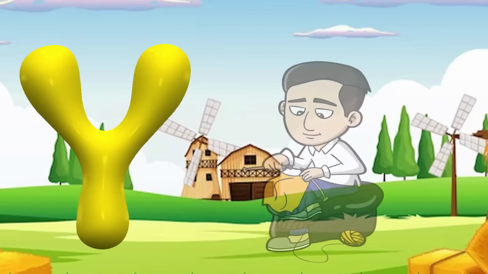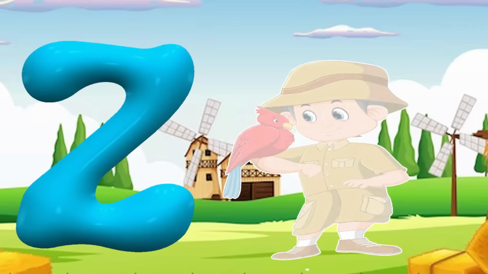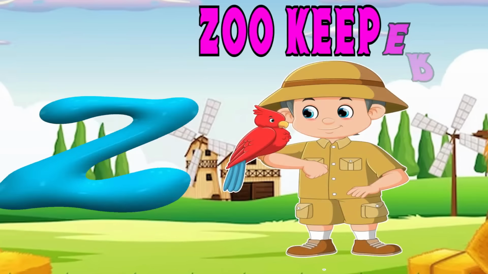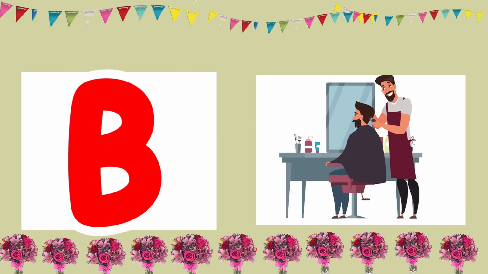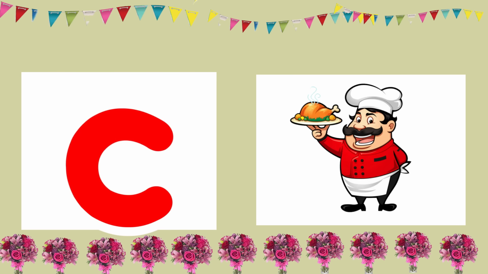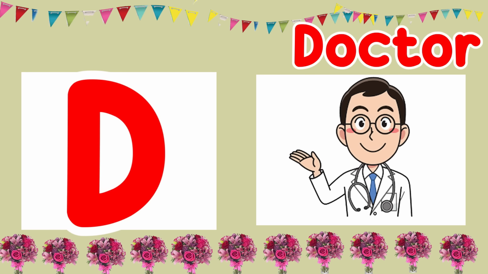Y is for yarn winder. Yarn winder. Z is for zookeeper. Z, z, zookeeper. A is for actor. A, a, actor. B is for barber. B, b, barber. C is for chef. C, c, chef. D is for doctor. D, d, doctor.